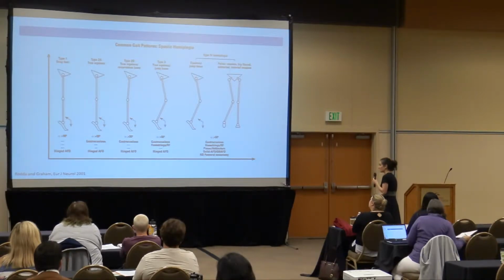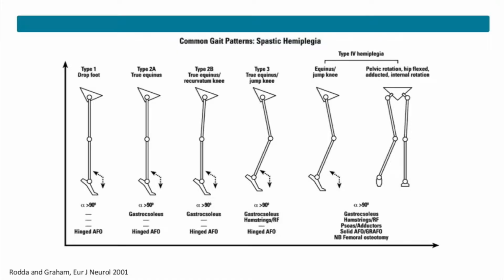In hemiplegia, it's a little bit different, so one side of the body is involved. Drop foot over there, type 1, is basically a child who doesn't have the strength in their tibialis anterior in order to clear their foot, so they tend to drag it. True equinus, again, there's that up on their tippy toe. And then type 2B, recurvatum at the knee, that's a hyperextension of the knee that you see. And then that similar true equinus.